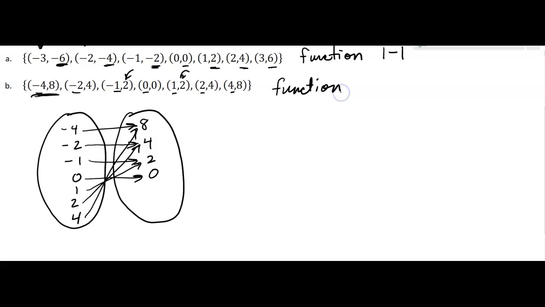You only have each domain element going to one range element. But is it a one-to-one function? Not one-to-one, because you have 2 things going to 8 and 2 things going to 4. All right, so you don't have to draw the mapping, but sometimes it helps visually to see that. These are both finite sets, so we'll show you some other stuff we can do with one-to-one functions.